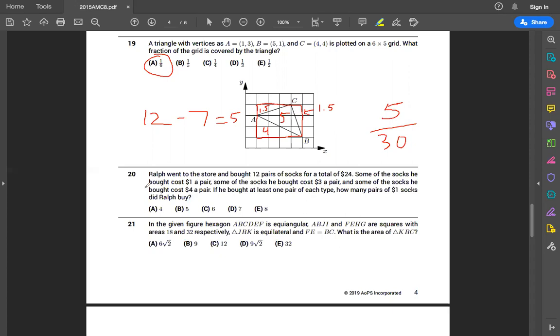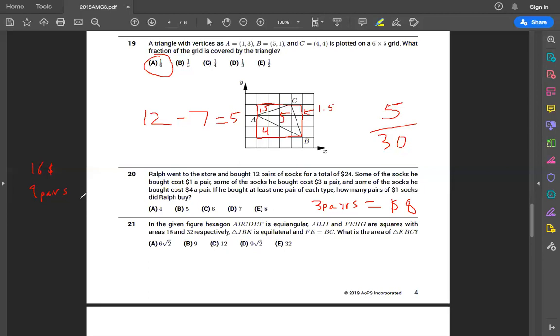So the easiest way to deal with this restriction is to just get it out of the way. We'll first write down 1 of each pair, which would be 3 pairs, and it would cost him a total of $8, 1 plus 3 plus 4. And so that leaves us with $16 for 9 pairs. So from here, it's probably easiest to just work from having all 9 pairs be $1.